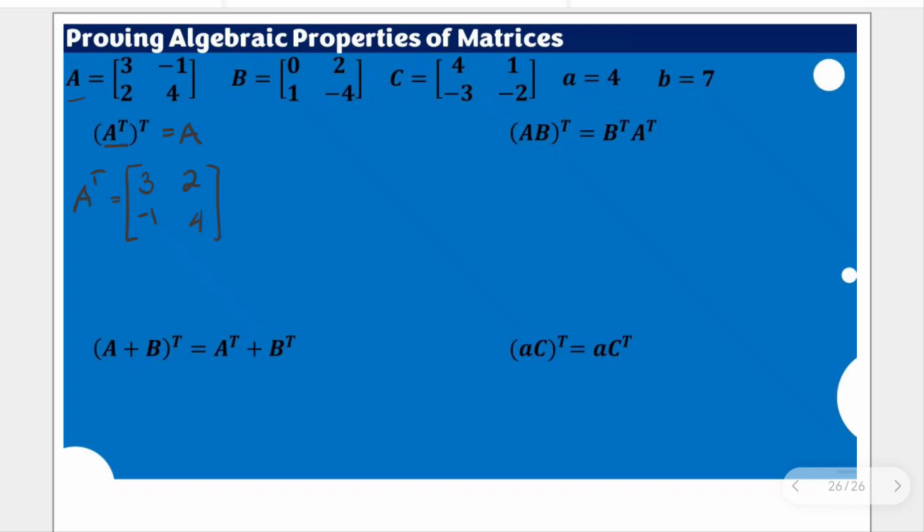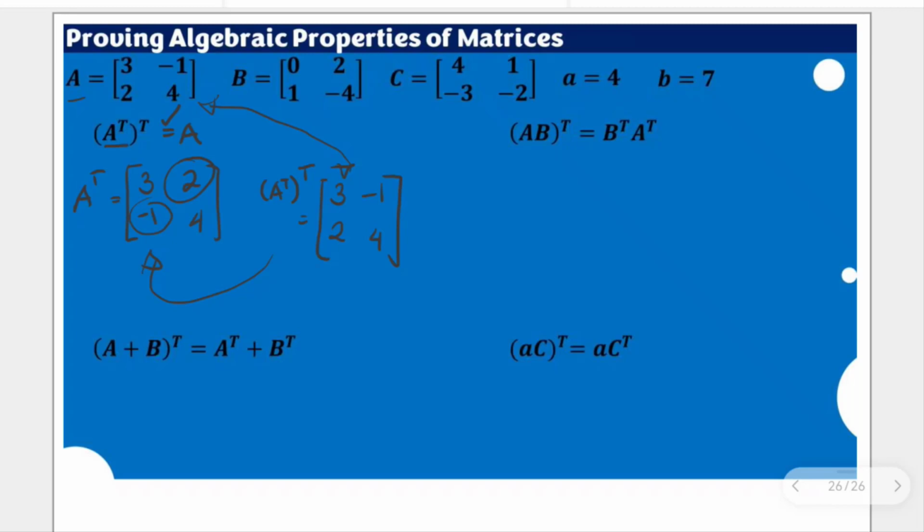Now, if we are going to transpose this transpose of A, meaning we are going to transpose this as well, it should return to A. So let's see. If we are going to transpose that, 3 and 4 are still here. The 1 will return here, and the 2 will return here. Notice what will happen. This is just the same as our original. This proves that the transpose of the transpose of A is the matrix A itself, and this holds true.